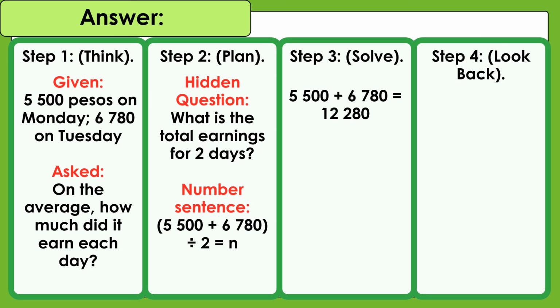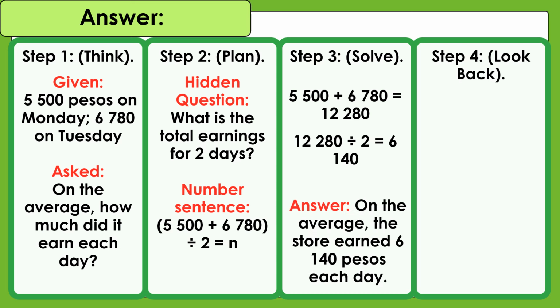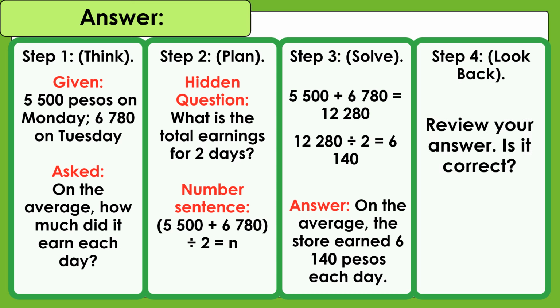Step 3. Solve. 5,500 plus 6,780 is equal to 12,280. And 12,280 divided by 2 is equal to 6,140. The answer: on the average, the store earned 6,140 pesos each day. Step 4. Look back. Review your answer. Is it correct?